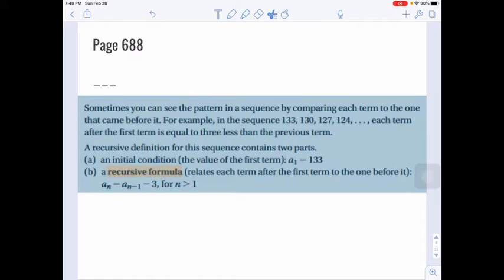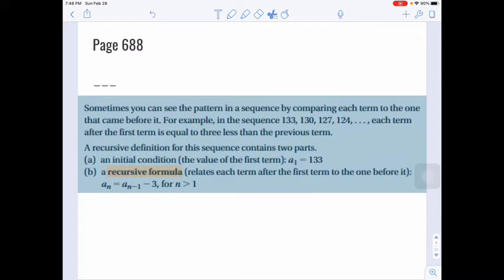Section 9.1, Example 2 on page 688. Sometimes you can see the pattern in a sequence by comparing each term to the one that came before it. For example, in the sequence 133, 130, 127, 124, each term after the first term is equal to 3 less than the previous term. A recursive definition for this sequence contains two parts.